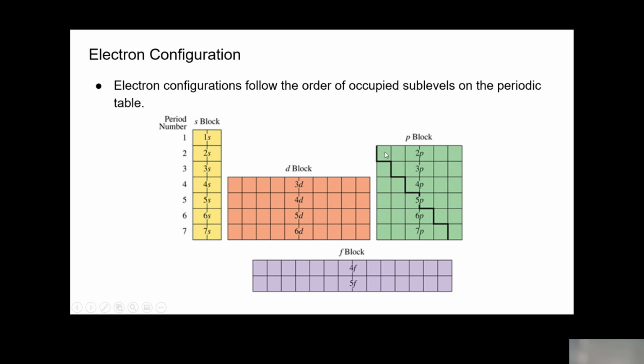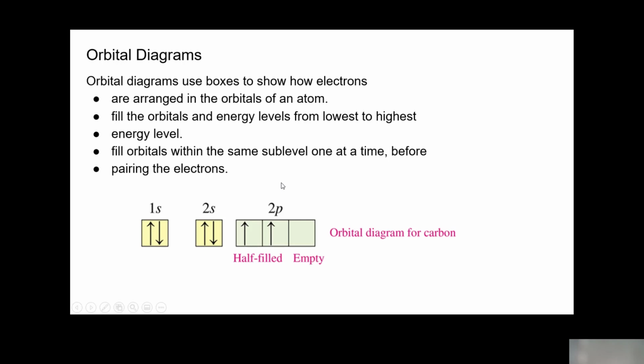So this would be one orbital, this would be one orbital, and this would be one orbital, because each orbital can hold 2 electrons. Same thing here. This is one orbital, this is one orbital, this is one orbital, this is one orbital, because D has 5 orbitals, and each orbital can hold 2 electrons. Hopefully that's making sense to you.